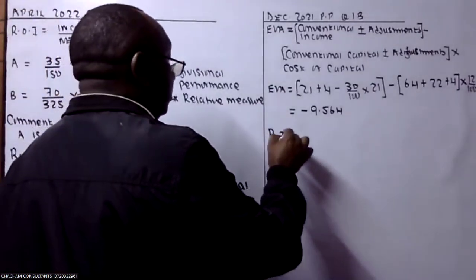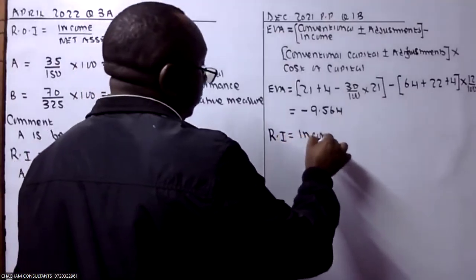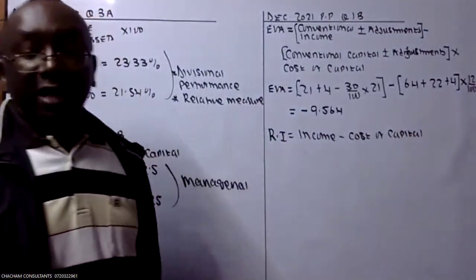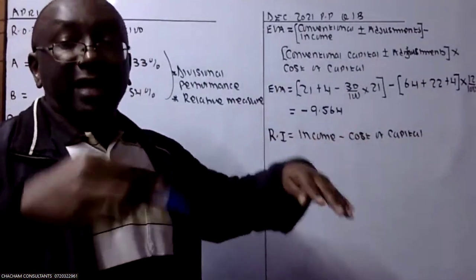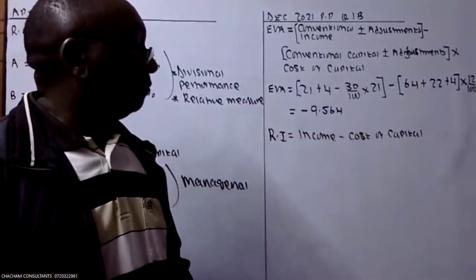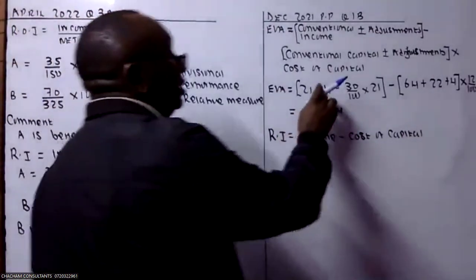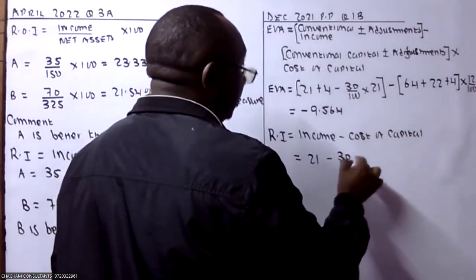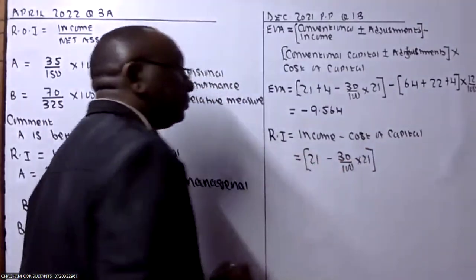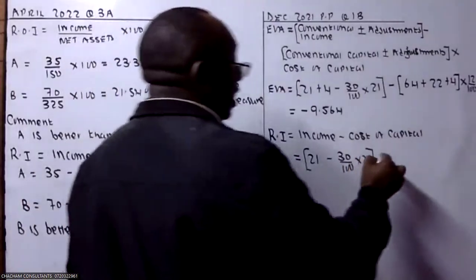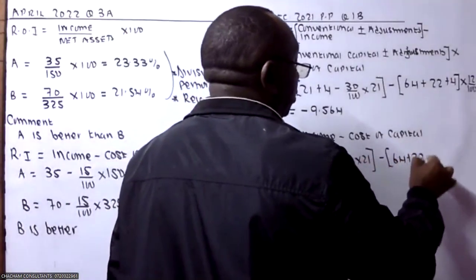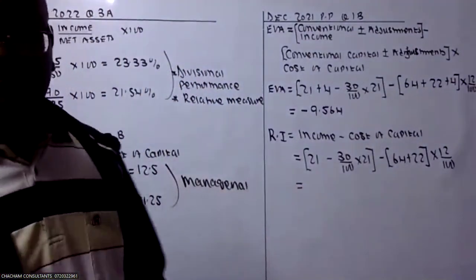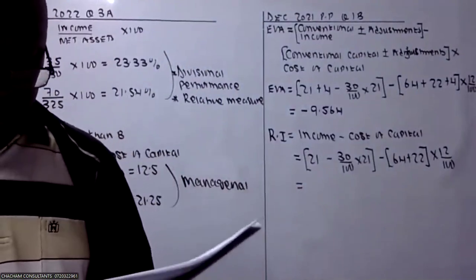Now, residual income, we had said here, it is the income minus the cost of capital. And I had said earlier on that EVA is the adjusted residual income. So residual income does not recognize these adjustments. It is just going to take the 21. Obviously, we have to raise the tax. Then you minus these 64 plus 22, you multiply by 12%. So the residual income will not recognize the adjustments for the research and development.